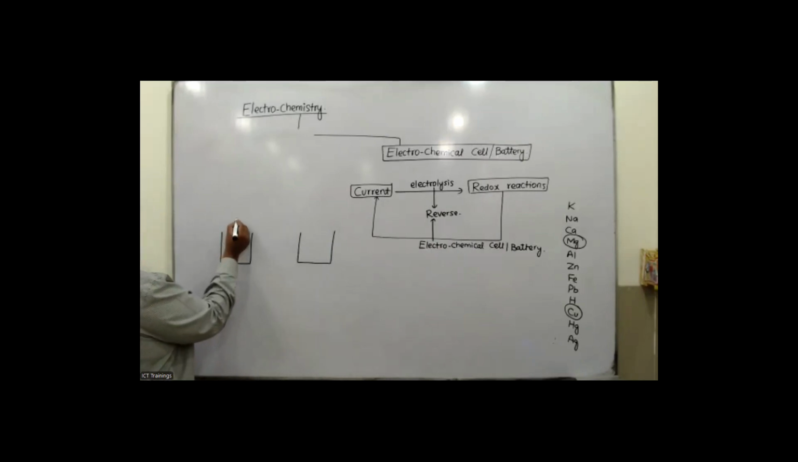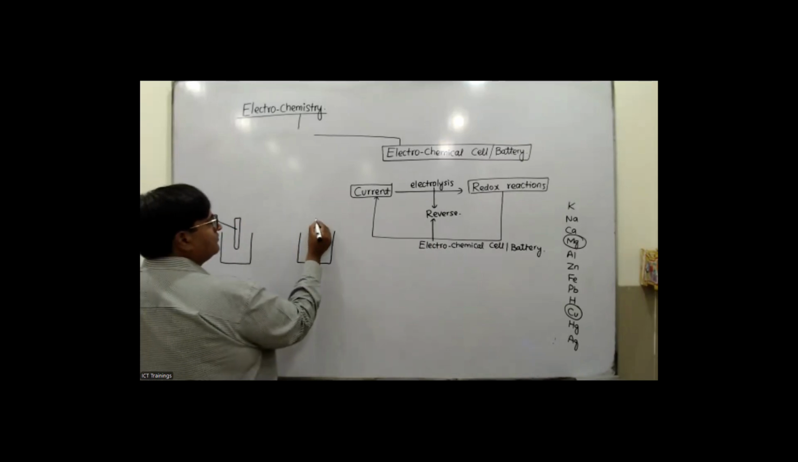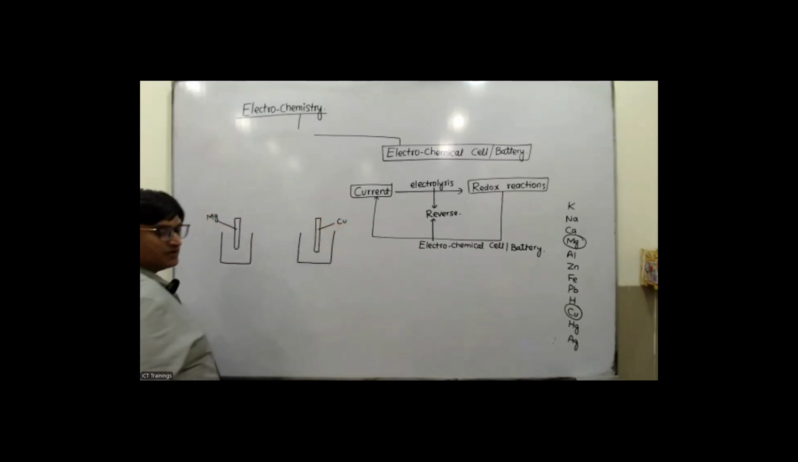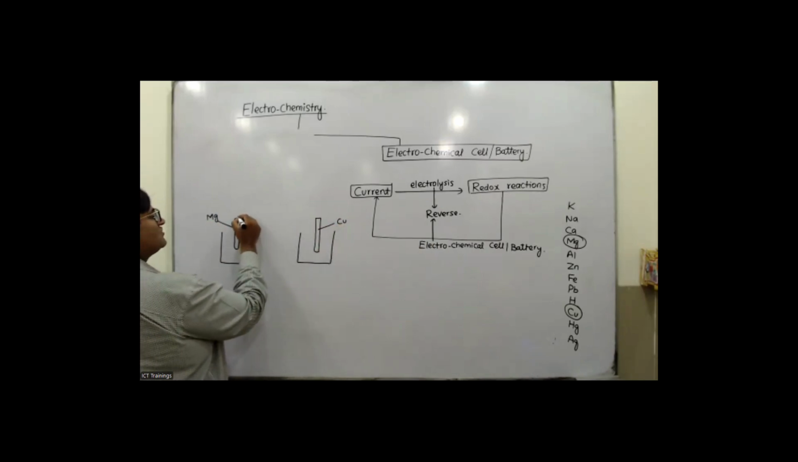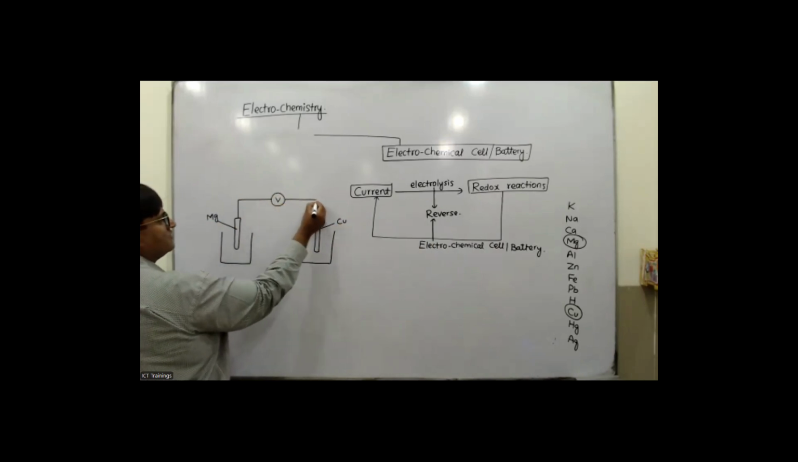So in the first beaker, I put a rod of magnesium like that. This is the magnesium rod. And in the second beaker, I put the rod of the second metal, that is copper. So this is my dear copper. Is it clear? I join both of these metals with a wire and put a voltmeter in between, like that. This is the voltmeter.